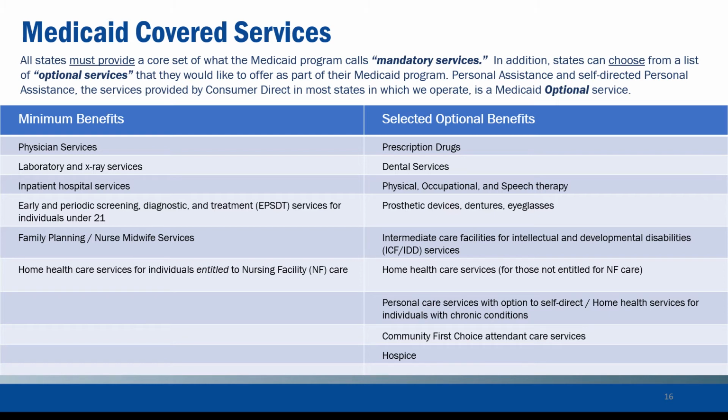In addition, states can choose from a list of optional services that they would like to offer as part of their Medicaid program. These can include prescription drugs, dental services, physical, occupational, and speech therapy, dentures or eyeglasses, home health care services, personal care services with options to self-direct, or hospice care.